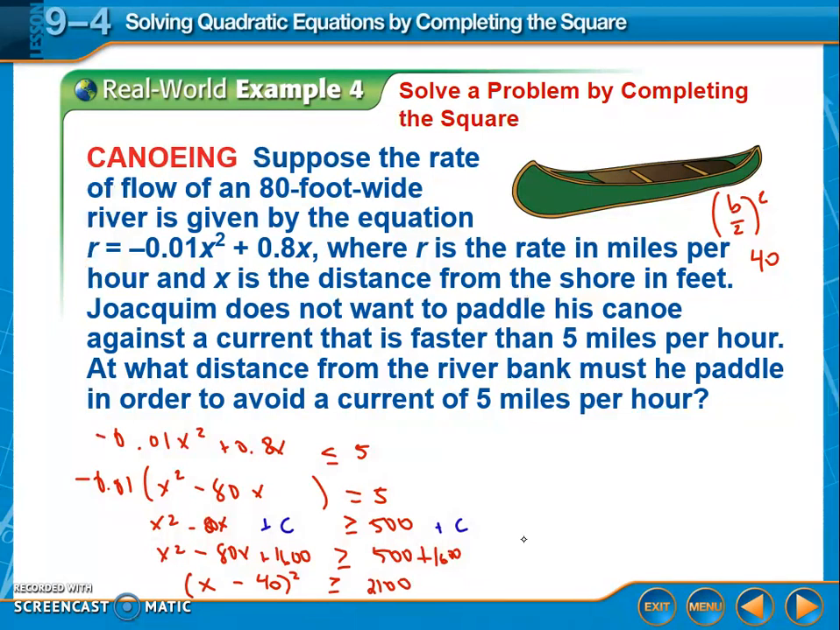Okay, so now I take the square root of both sides, and I get x minus 40 is greater than or equal to plus or minus 45.825 about. So I'm going to say this is x has to be greater than or equal to 40 plus or minus 45.825. So I'm going to get x is going to be greater than or equal to, when I add those two together, I get 85.825.